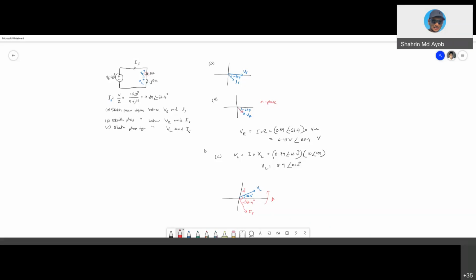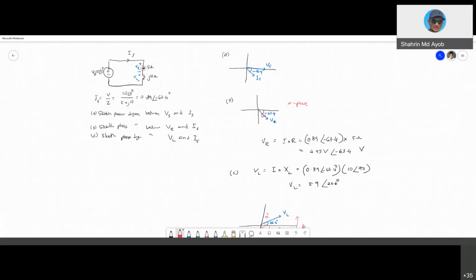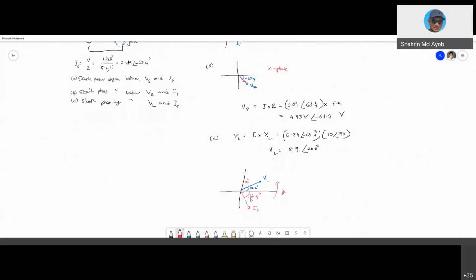Okay, so I want to highlight that if we look at the relationship of the voltage and the current at particular elements, for example a resistor, the voltage and the current are in phase. And if you look at the relationship of the voltage and the current that flow inside an inductor, you will see that the current will always lag the voltage by 90 degrees.